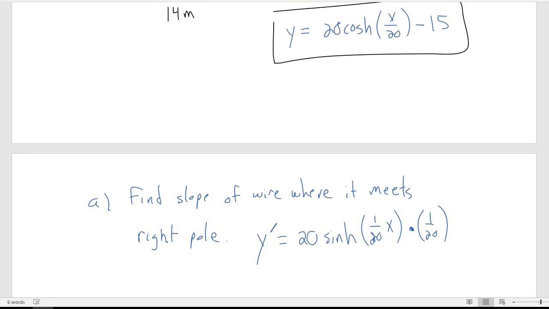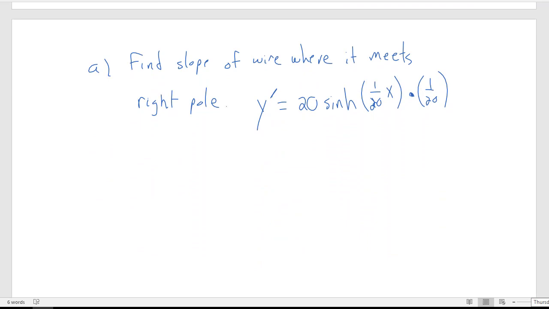So we're told to find the slope where the catenary, the weighted wire, meets the right pole. And again, that was at x equals 7. So we're going to find y prime at 7. We're going to have 20, and then hyperbolic sine of 7 over 20. So if we want to make sense of this in terms of an actual number, we would have to get a decimal approximation to this value.